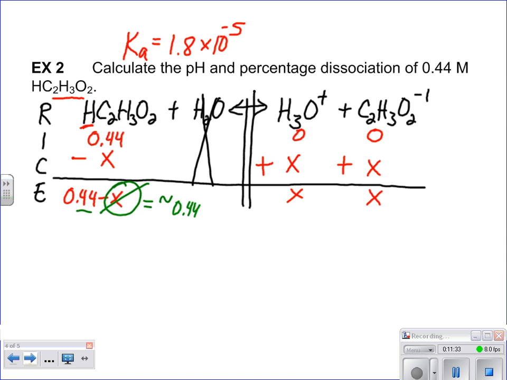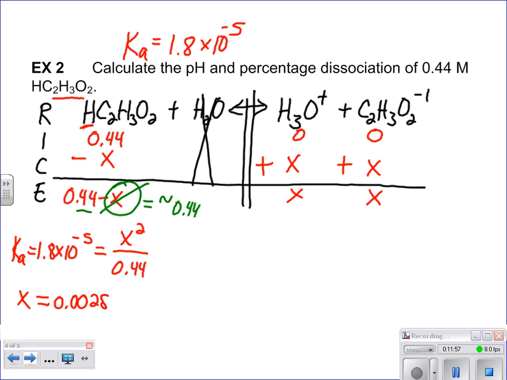And so we can go ahead and plug this in. We know our Ka, so we can plug this in and say that Ka equals 1.8 times 10 to the negative fifth, which equals our x squared over 0.44. And when you solve for this, you get x equals 0.0028. And that's your x value. The question is, what's the pH and what's the percentage dissociation?